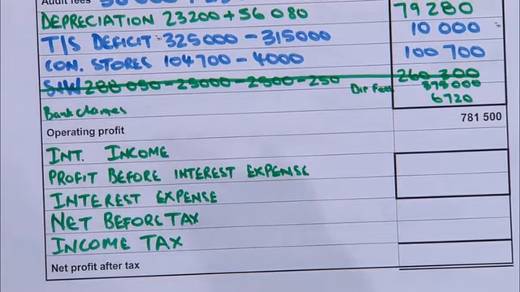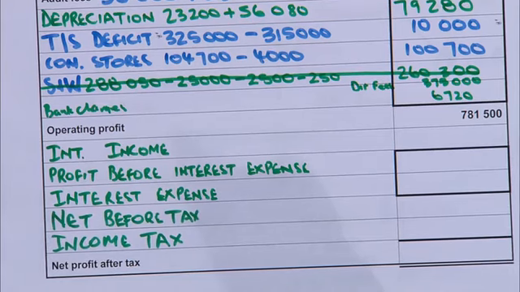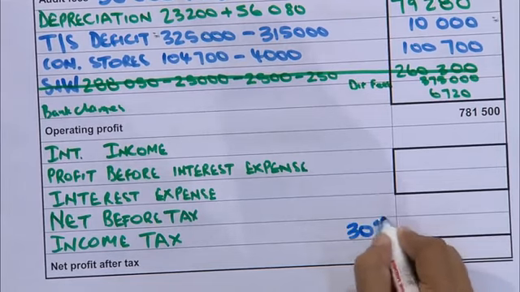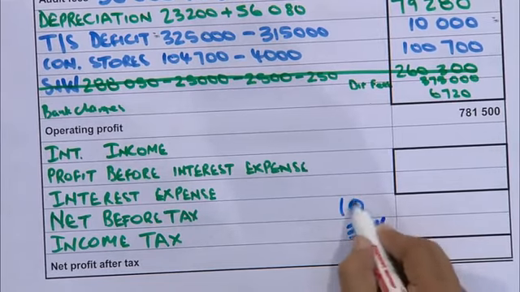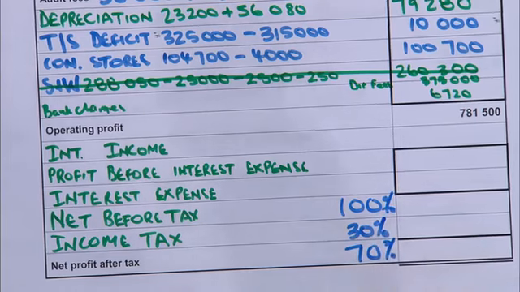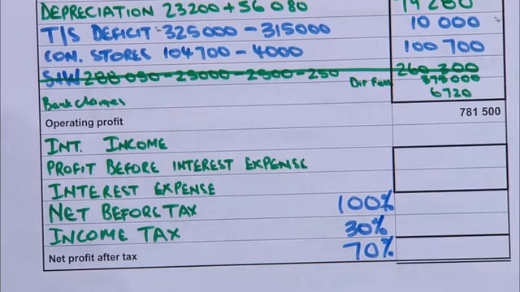Adjustment number 7 talks about the interest expense. Adjustment number 8 talks about the income tax. It says the income tax is 30%, so that is 30% of the amount before tax. So the amount after tax will be 70%. Okay, let's move along. Let's see what they say.